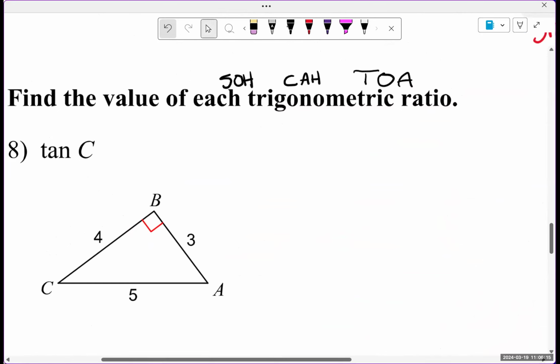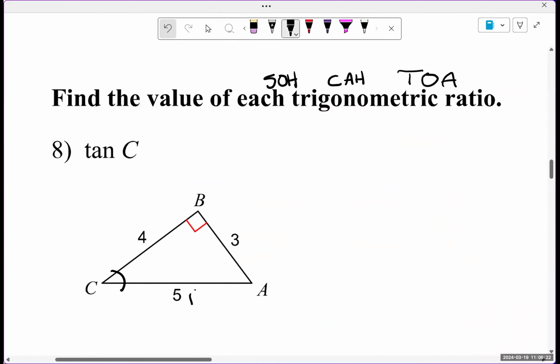Tangent of angle C. Step 1, label the hypotenuse. Which one's the hypotenuse? 5. Which one is the adjacent leg? Adjacent is the one I can touch. The 4. Can you see that if I'm standing at C, I can touch the 4? That is the adjacent leg. Now I throw my eraser, and that makes the 3 the opposite leg.